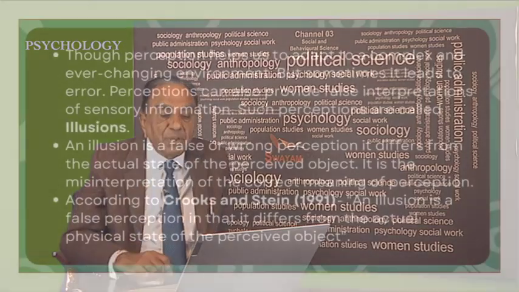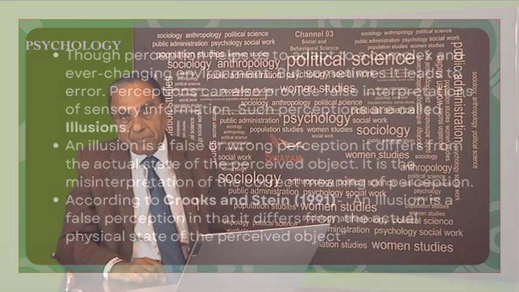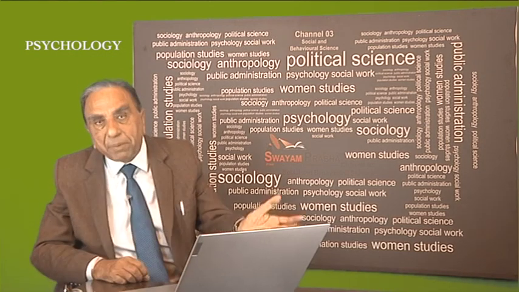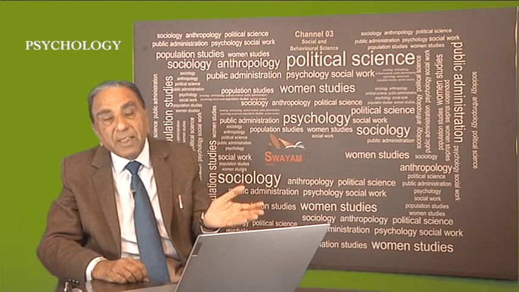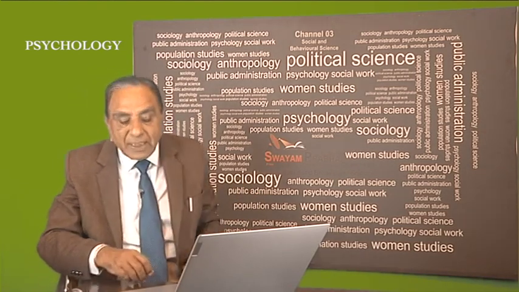I am giving you a very important, popular definition, given by Crooks and Stein in 1991. An illusion is a false perception in that it differs from the actual physical state of the perceived object. What is the physical state of the object? We are misinterpreting. If we are misinterpreting, that becomes the illusion. If I am not misinterpreting, then I am giving the name of the actual object. I am not committing any error.